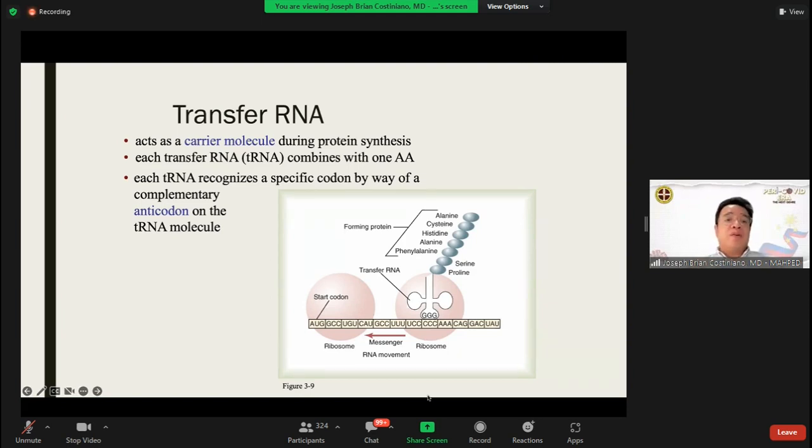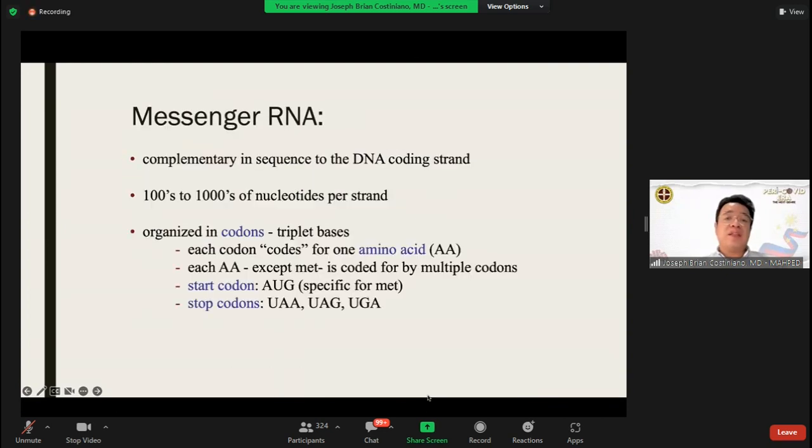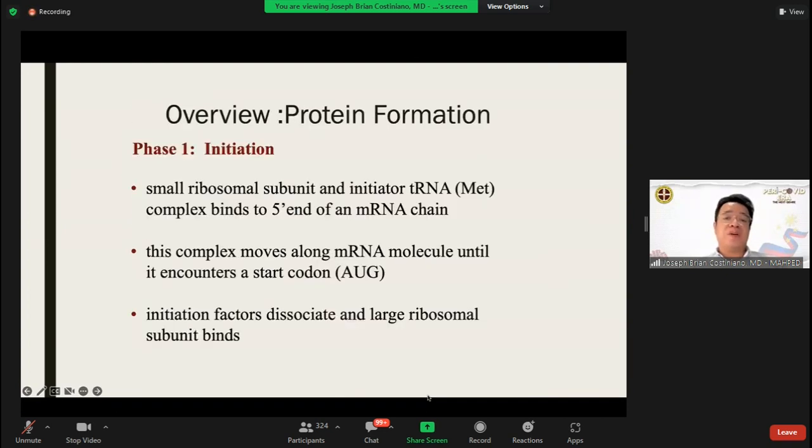Okay. So your tRNA recognizes a specific codon by way of a complementary anticodon on the tRNA molecule. We're done with transcription, and of course your messenger and transfer RNA. Let's talk about the specific protein formation. So you have your phase 1, your initiation. In initiation, you have your tRNA, which will bind to the 5' end of an mRNA molecule.